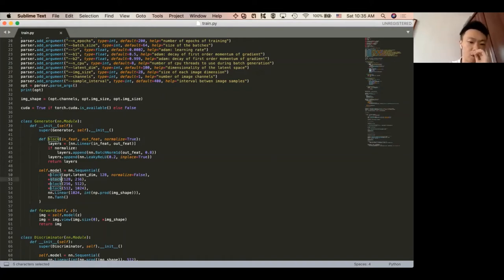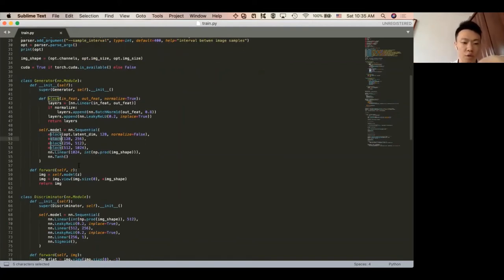128 to 256. You can see that it is increasing the dimensionality, because we are working with a lower-dimensional latent space, and the image you are dealing with lies in 1024, such a high dimension. That requires you to design a model that maps a lower-dimensional space to a higher-dimensional space. That's the reason why we have a progressively increasing dimensionality throughout the whole transformation.